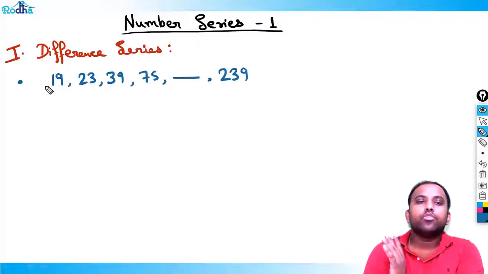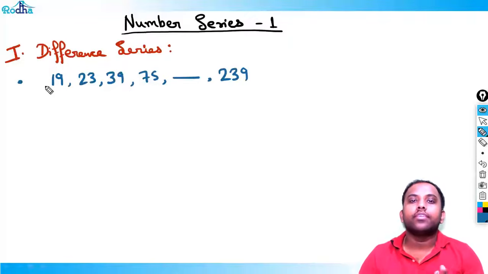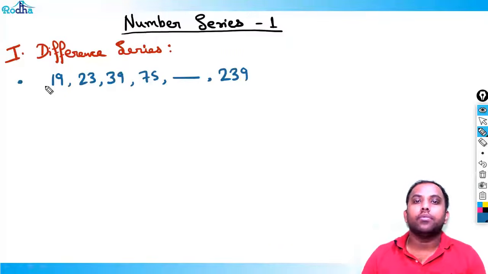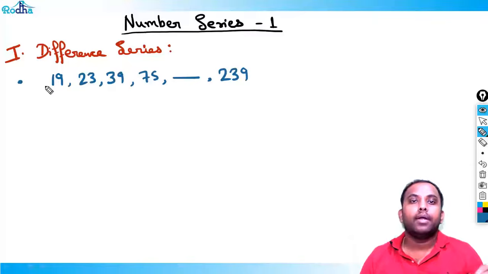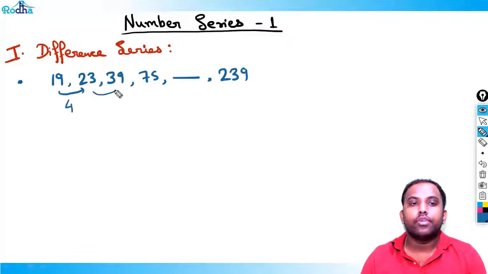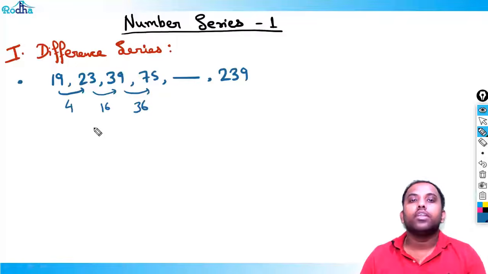The first thing is to see that this series is not increasing very fast. A series increasing very fast will be a multiplicative kind of series, so we'll discuss it in the later part. With this series, you can observe it is not increasing very fast. Difference here is 4, here is 16, here is 36. So you can go by the difference here. Now, try to get the pattern.